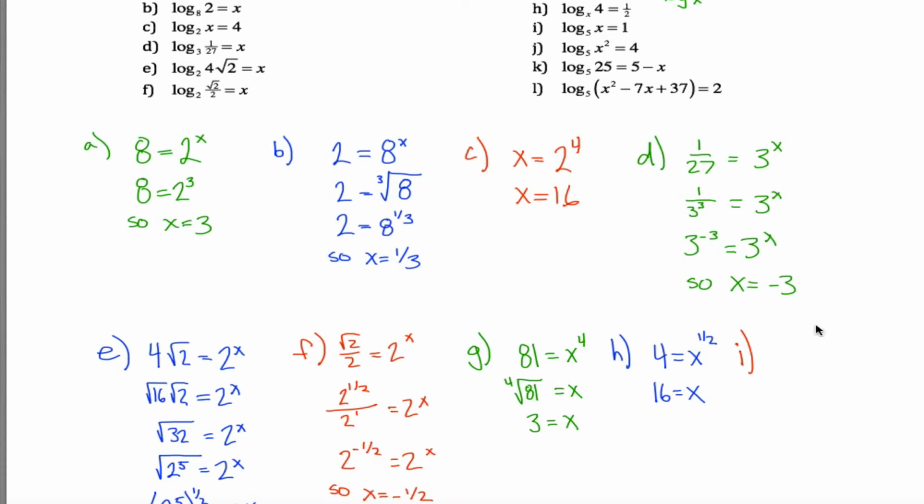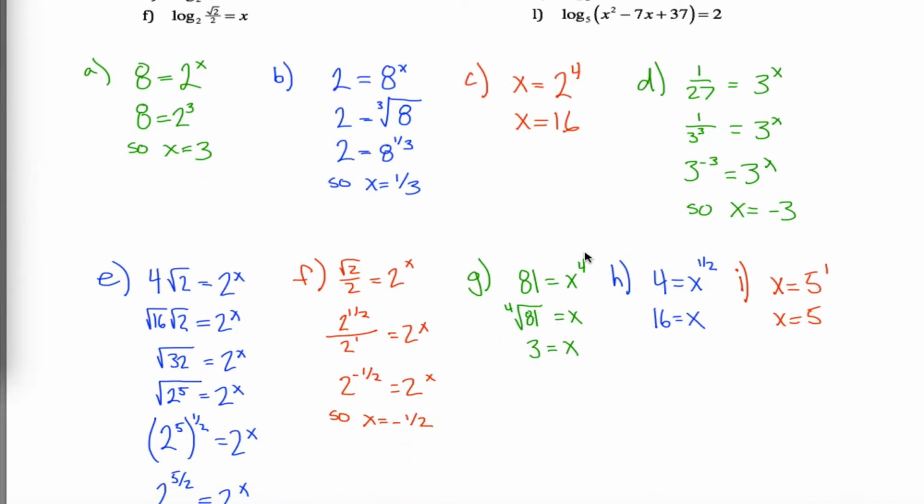Log base 5 of x equals 1. What that is saying is that 5 raised up to the 1st power is equal to x. So what's x equal to? Well, x would just be equal to 5. Not the most interesting problem in the world.